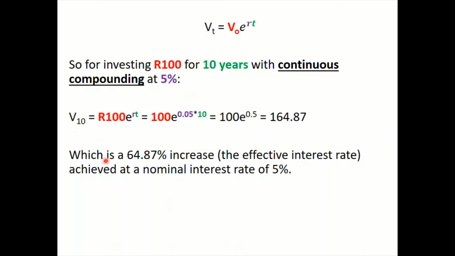And this represents a 64.87% increase, because remember, we did start with 100 Rand, and at the end of the t years we now have that amount. So the difference is the increase. And the effective interest rate is the 64.87% in this example here. Okay, we had a nominal interest rate of 5%, but because we are continuously compounding, in other words, we are continuously adding interest, the effective interest rate works out at this amount here.